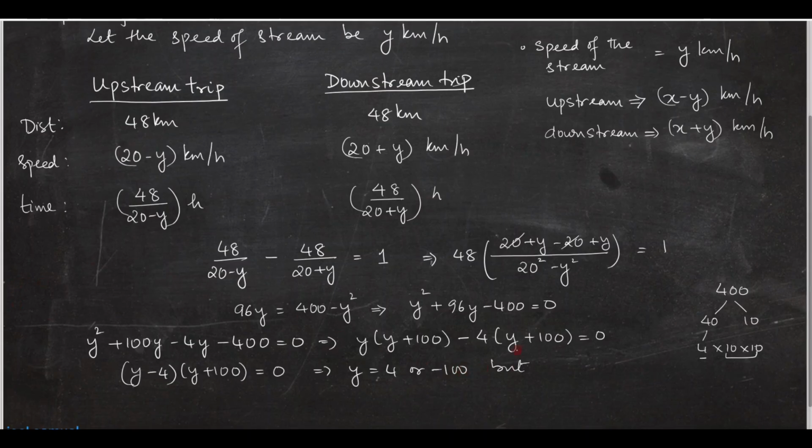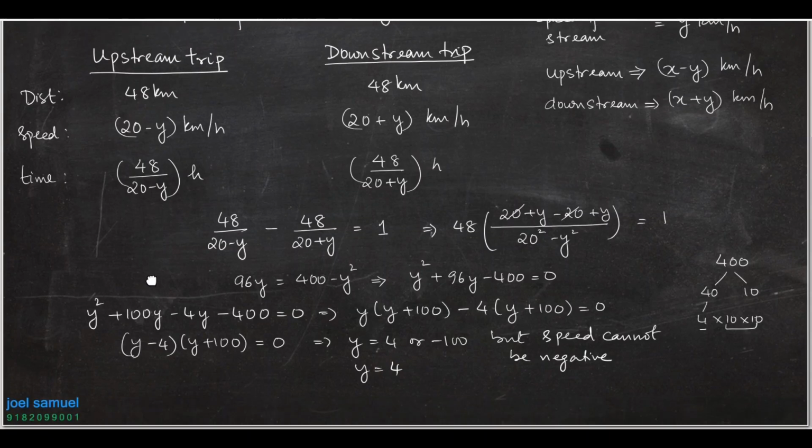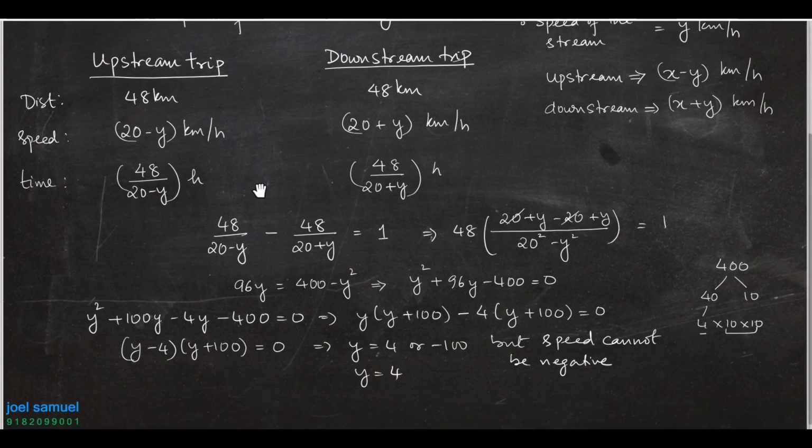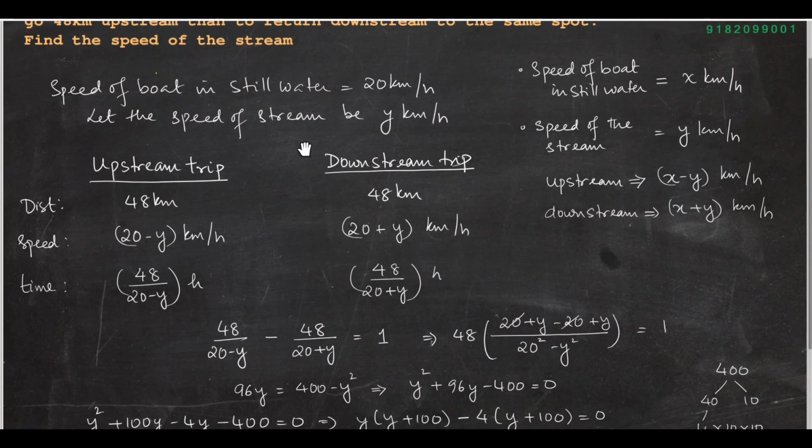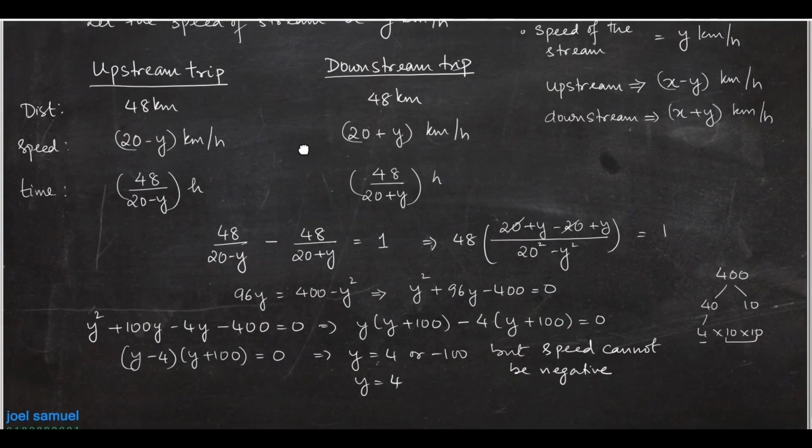But we know what y is. Y is speed. Speed cannot be negative. Therefore, we say y is equal to 4. So the final answer here: what is y in our discussion? Y is the speed of the stream, which is the question itself. So we report the answer as speed of stream is equal to 4 kilometers per hour.